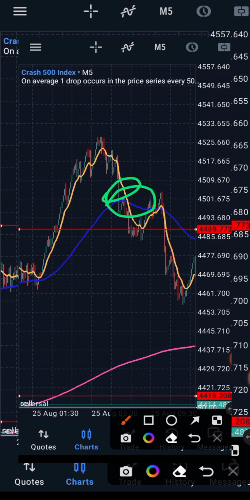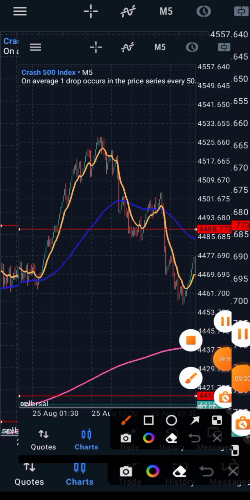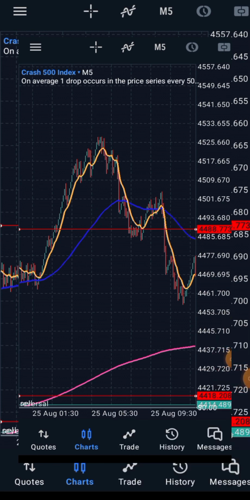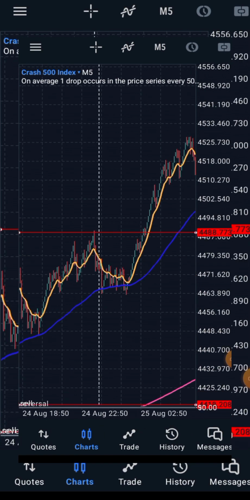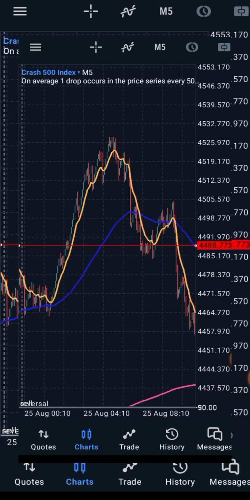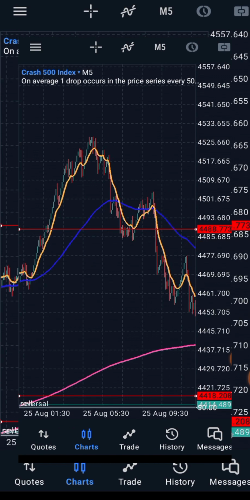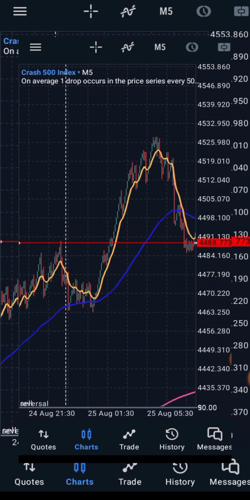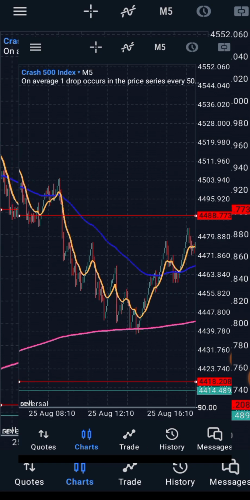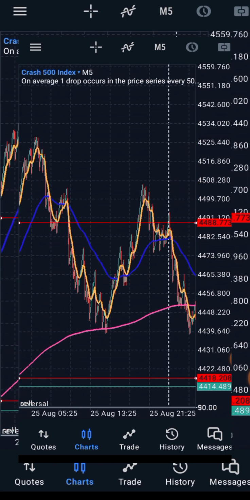But if you want to be on a safer zone, you have to see the market float on top of this, on top of this, on top of this blue. That is the safest zone where I buy the crash. So that was why this didn't work like that. But at least we would have picked a little pips, and using a trailing stop loss, you make a little money from that. So that is how this thing works.